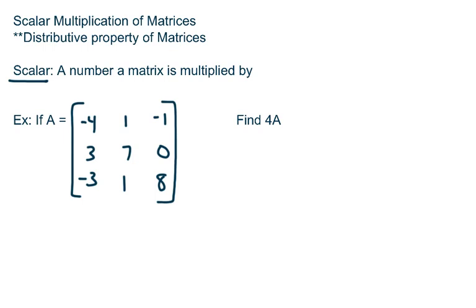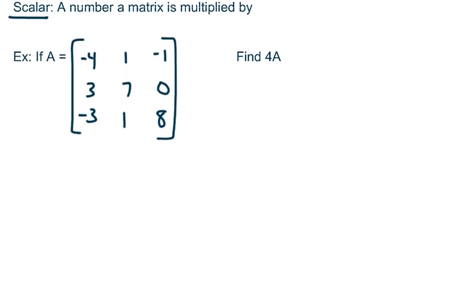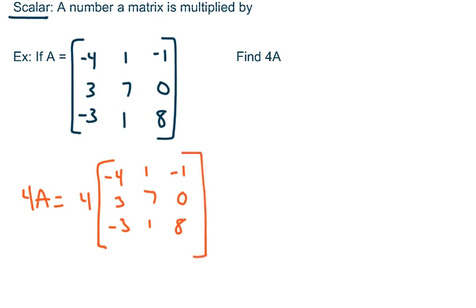So in this example here, I've got matrix A. It's a 3 by 3 matrix, and I want you to find 4A. So really what this means is we're going to say that 4A is equal to 4 times our original matrix, negative 4, 3, negative 3, 1, 7, 1, negative 1, 0, and 8. And what we're going to do is basically distribute this 4 into all 9 of these elements.